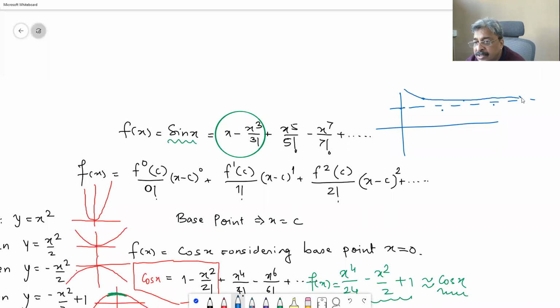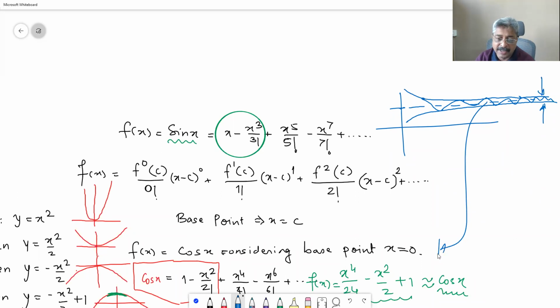Now, this is the pattern for higher values of sin x. This is the pattern for lower values of sin x. And this gap is becoming less and less. Therefore, they are fluctuating, they are vibrating, but the amplitude of the vibrations is becoming smaller and smaller. In case of sine and cos, behavior will be like this.